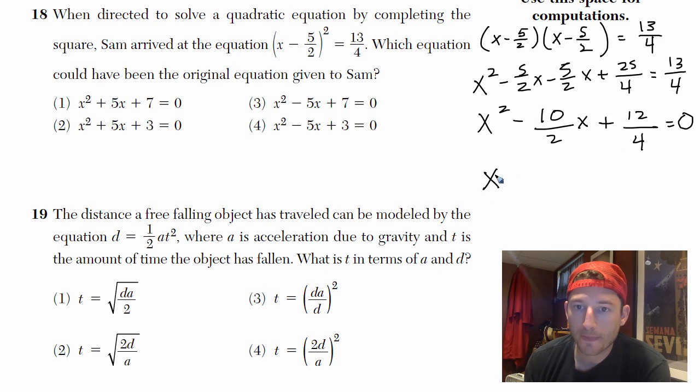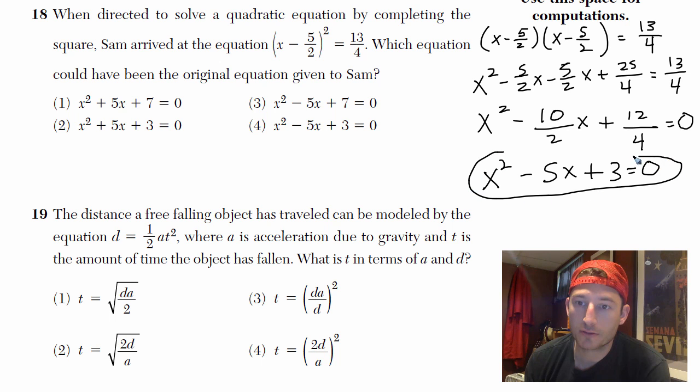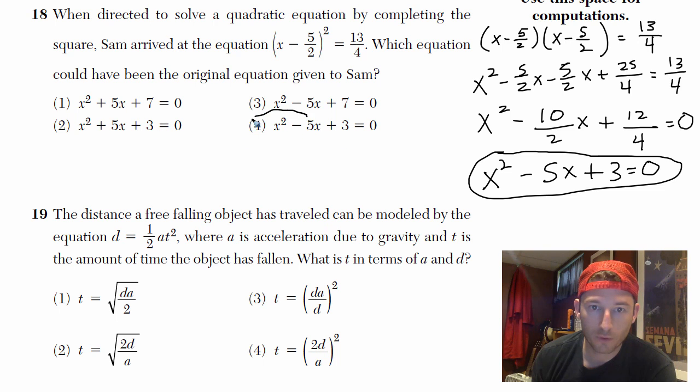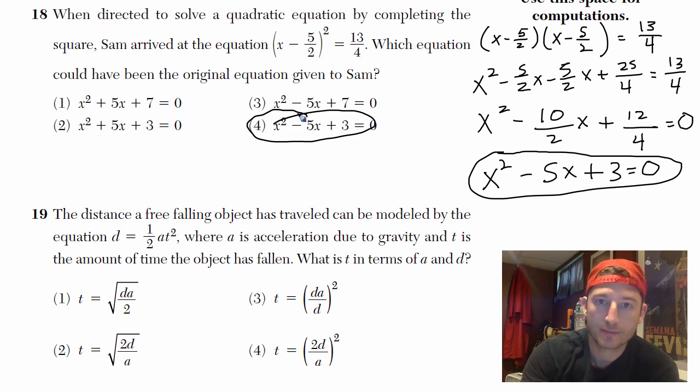So now, x squared minus 5x, right? 10 over 2 is 5. 12 divided by 4 is 3. That's your answer. So now we just got to go and find that. And that is choice 4. That's it.